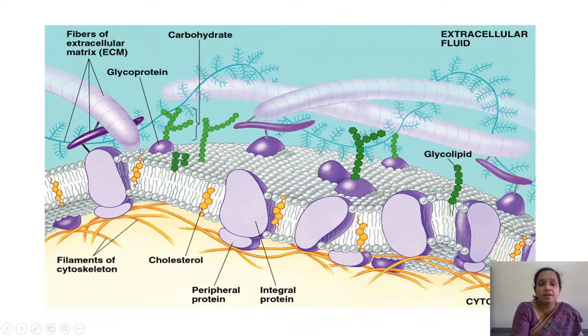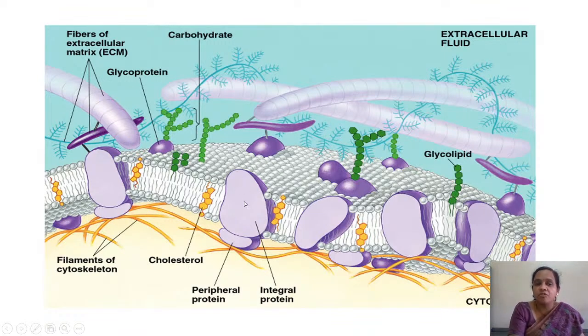These phospholipids have a glycerol head that is hydrophilic in nature, and then they have fatty acids which are hydrophobic in nature. So this is arranged in this order. Now the proteins are embedded into the cell membrane.